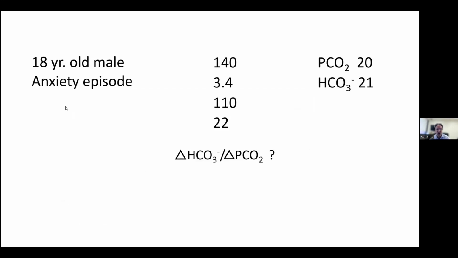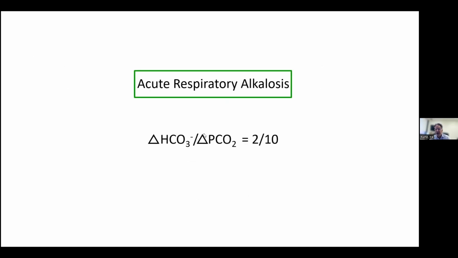Okay, here's an 18-year-old male with anxiety, and you see the PCO2 and bicarbonate here. Again, we don't have original numbers from the patient, so we have to assume population norms. We calculate the changes, and we get these kind of changes, and this is what we see in acute respiratory alkalosis. Remember, this occurs over minutes.